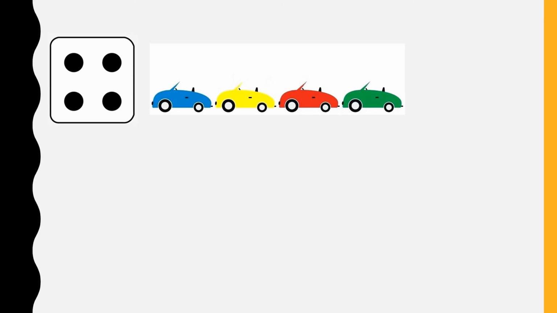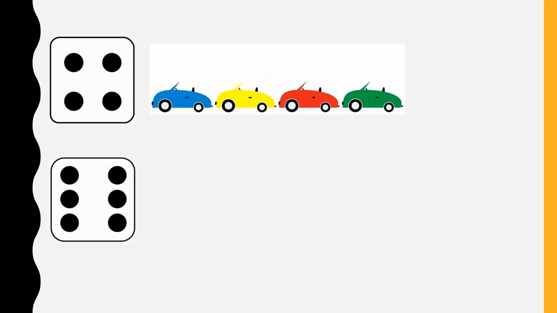Now for your work task. I want you to roll the dice and then make a group of objects for that number, just like this. If I rolled my dice and got a 4, then I would need to get 4 objects. Today I think I'll use some of my boys' toy cars. We're going to put them in the row and then roll the dice again.